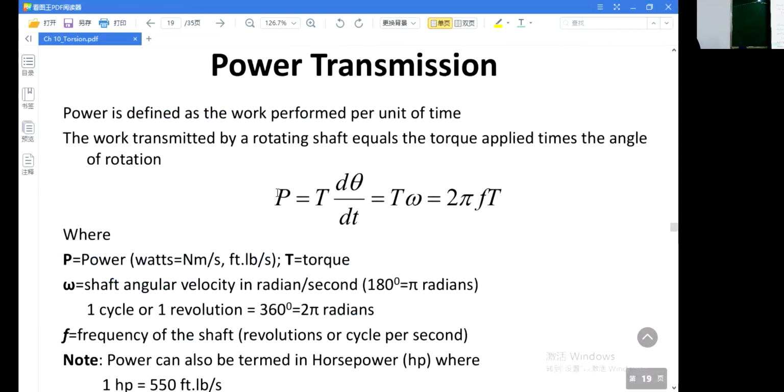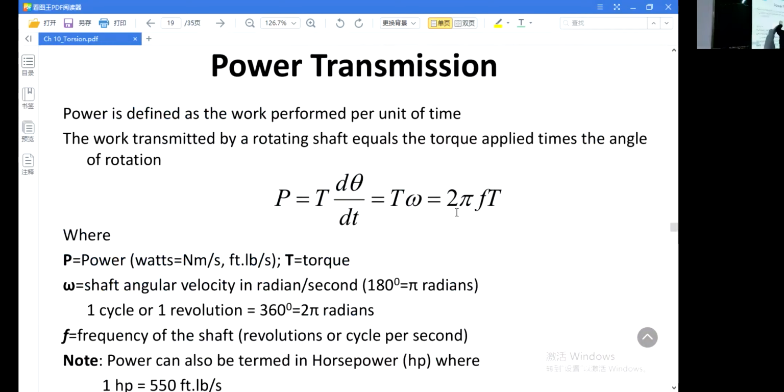Because for a given motor, there is some information that tells you the power. How much is the power? It is for every motor. For a given motor, we know the power. P is T times d theta dt. It belongs to physics. Is T omega, 2 pi f T.